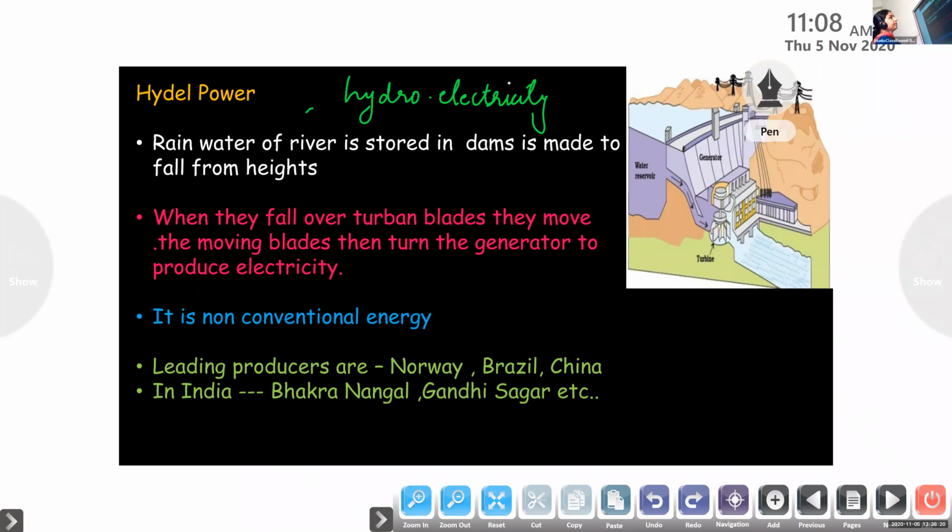Hydroelectricity is a form of tidal power and is the most widely used renewable energy. Tidal power is a renewable energy, right? Because the energy is obtained from water, produced from water.